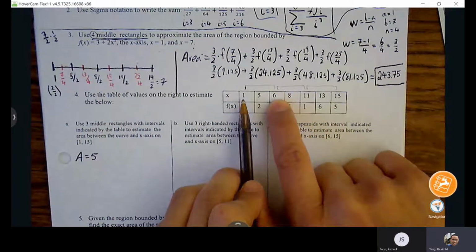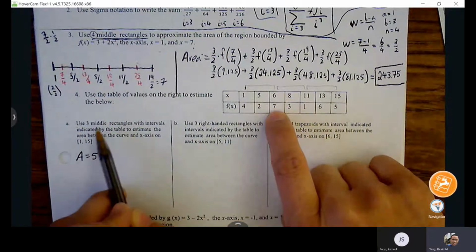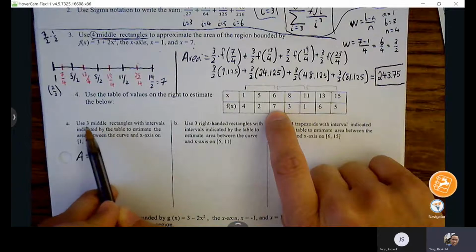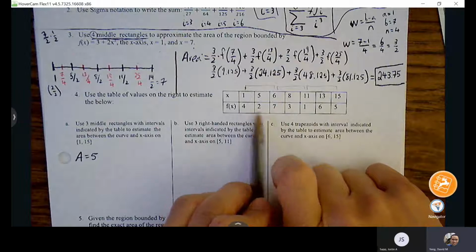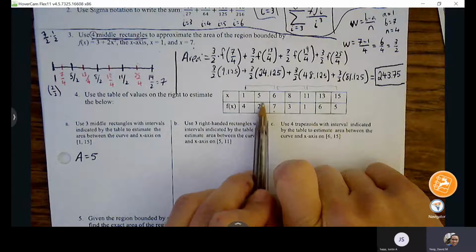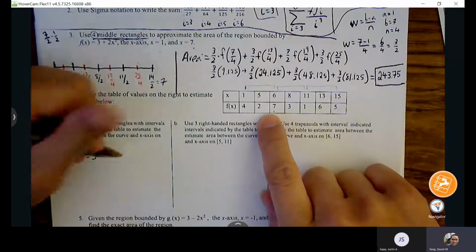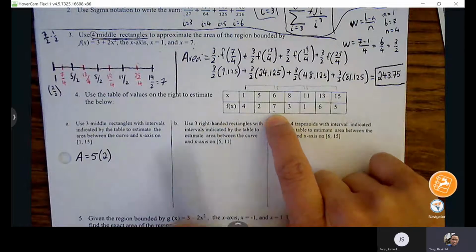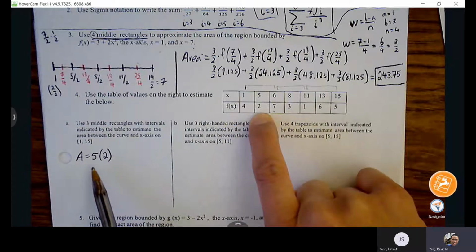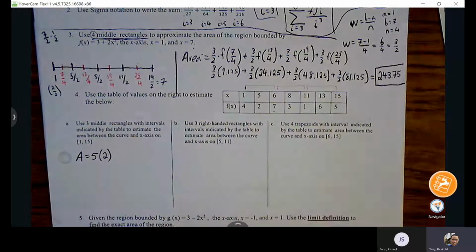And then within each subinterval, we want to pick out the correct height. It says 3 middle rectangles. So you're either choosing between 4 being the left, 7 being the right height, or 2 being the middle height. So you got to pick 2. So 5 times 2 is going to be the area of the first rectangle. Any questions there?